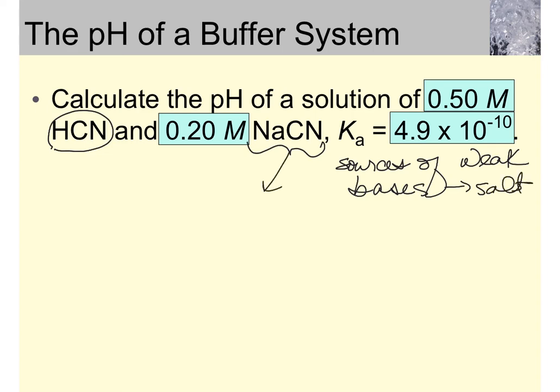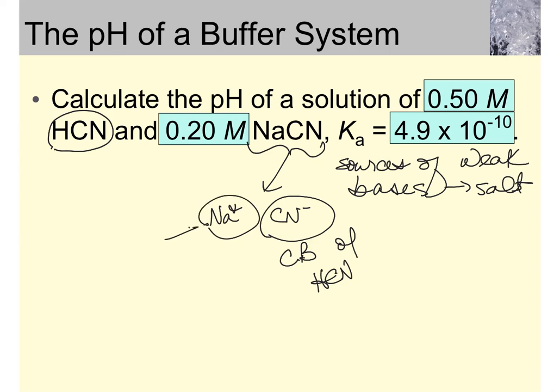So if you have a salt, an ionic compound that's soluble in water, we know that it's going to immediately dissociate into the ions. And what is this? This is the conjugate base of the weak acid we're using, right? Sodium is not going to do a thing. It doesn't change the pH of solution.